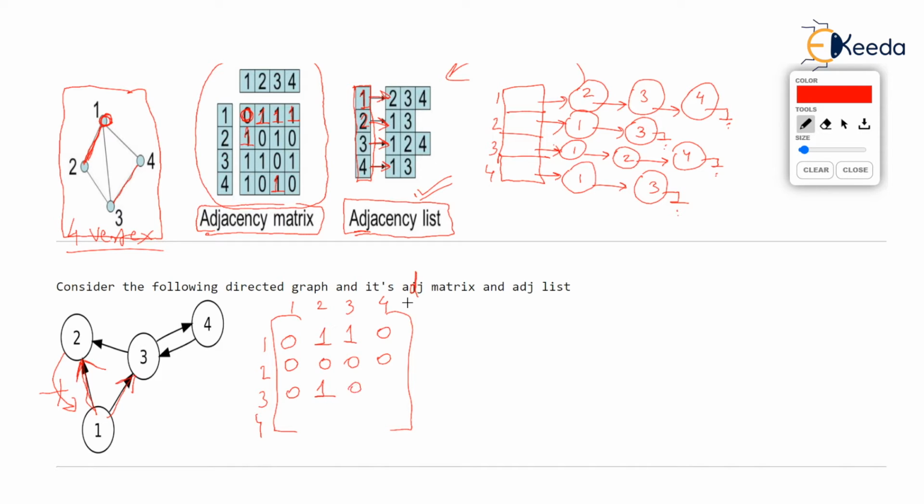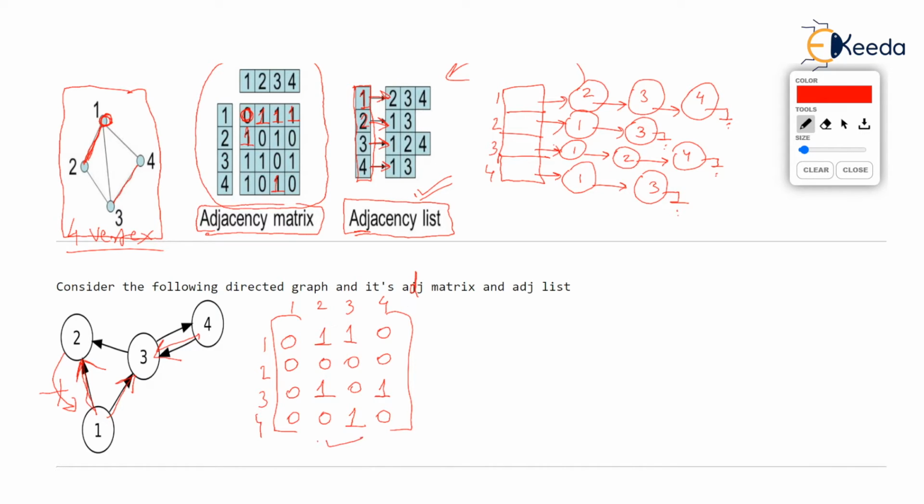0. There is no edge from 4. 4 to 2 is 0. 4 to 3 is 1. Observe, 4 to 3 there is a directed edge, and 4 to 4 is 0. So this is the adjacency matrix for the given directed graph.